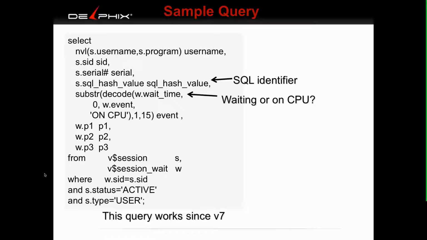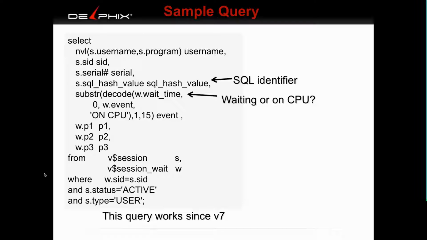So this query actually ran from version 7. We could have done this back in 7. And it still runs through version 12. And it's going to tell us, first line is the user, their SID and serial number, which is like their unique connection identifier, what SQL they were running, what they were doing. Were they on the CPU? And if they were waiting, what wait event were they waiting for? And we have these P1, P2, and P3, which are detailed information about the wait event.